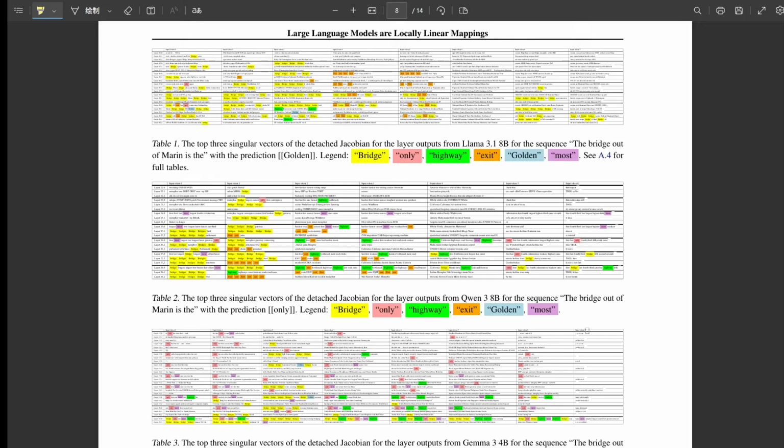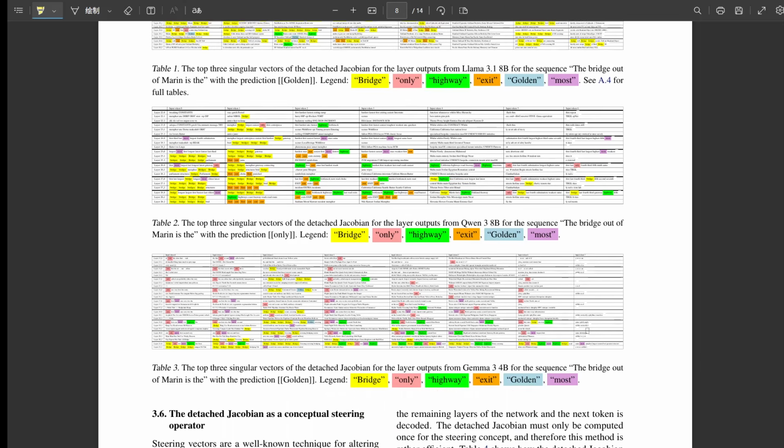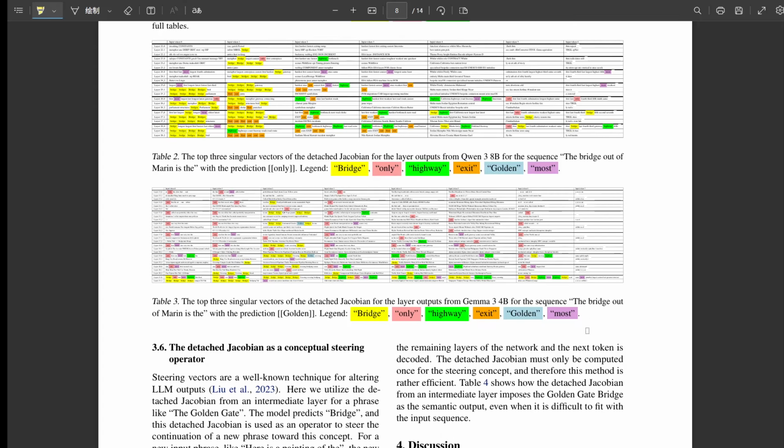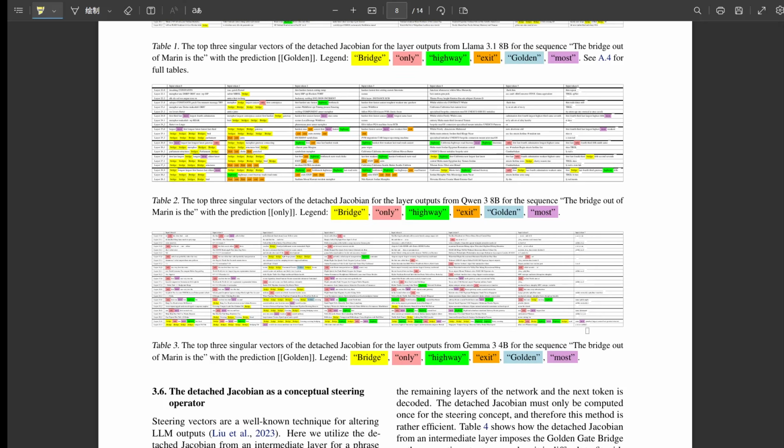Then what? Then you can use this pre-computed detached Jacobian from the concept phrase as a kind of conceptual steering operator. When you process a different input phrase, maybe something totally unrelated, like "here is a painting of the", you can actually apply that stored Jacobian to the intermediate activation of the new input phrase at the corresponding layer. And applying the Golden Gate Jacobian to the painting input activations, what does that do? It effectively steers the model's internal representation for that new input into the semantic space defined by the concept Jacobian you applied.